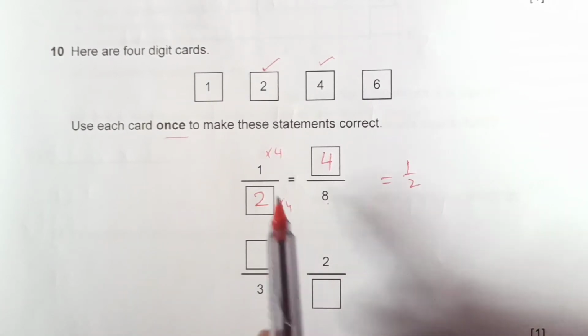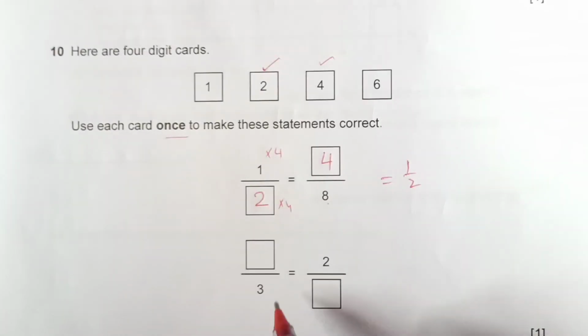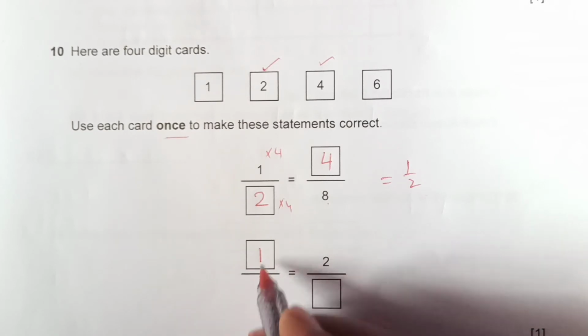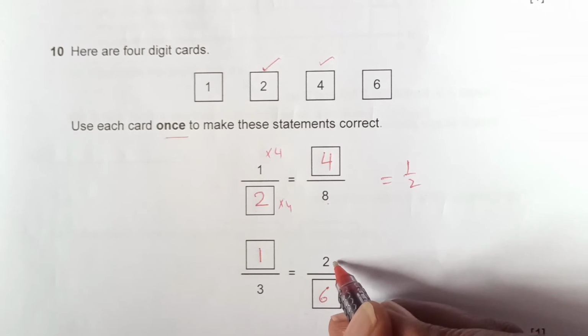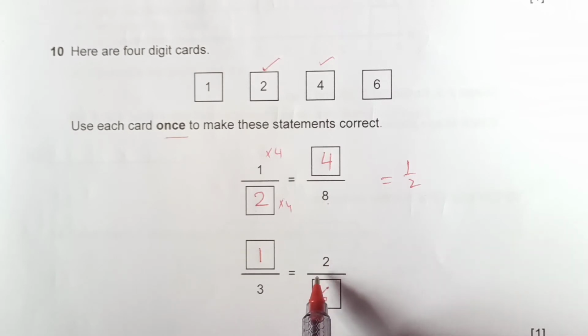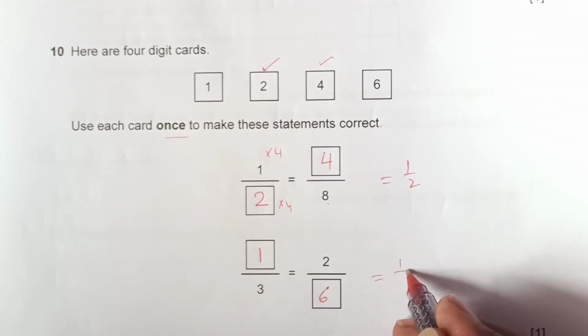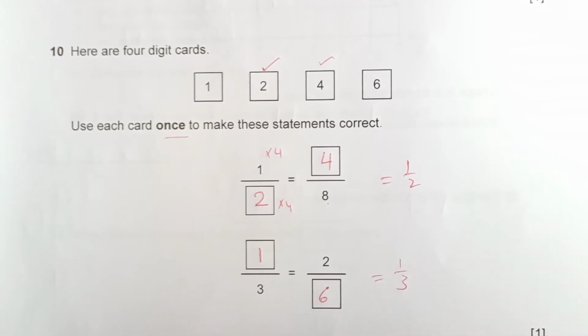Now secondly, we are left with 1 and 6 now. So if I write 1 here, 1 over 3, and then 6 here. So when you divide this by 2, you will get here 1 over 6. So both having value 1 over 3.